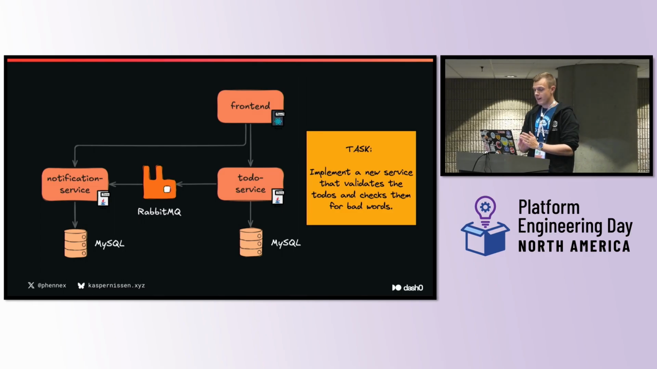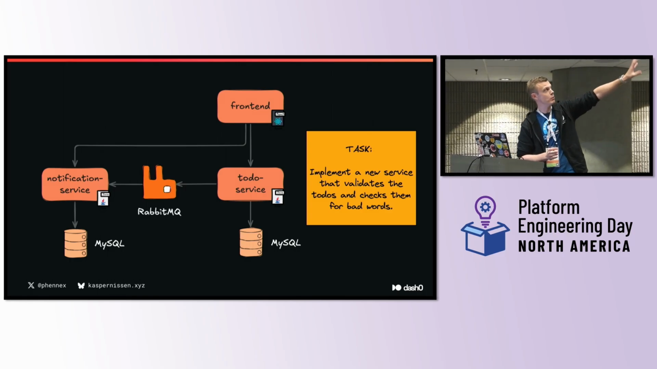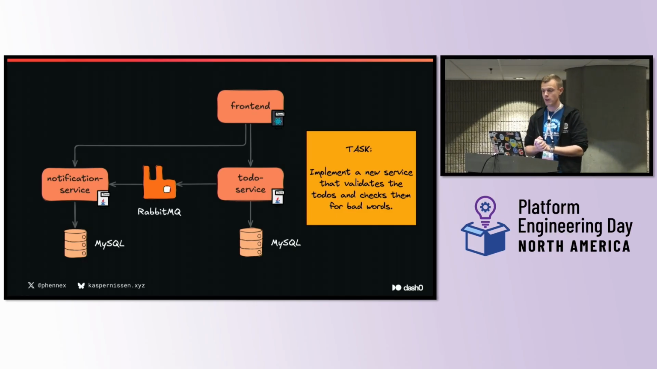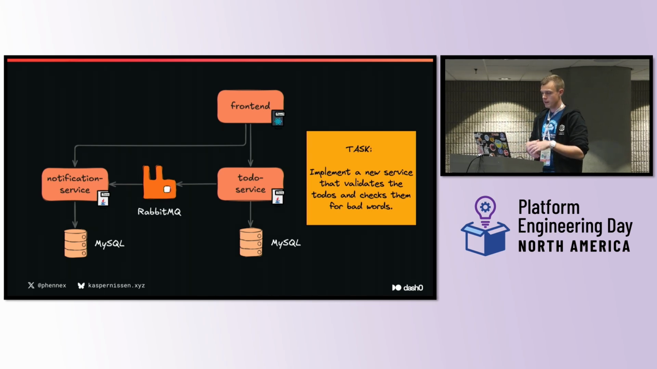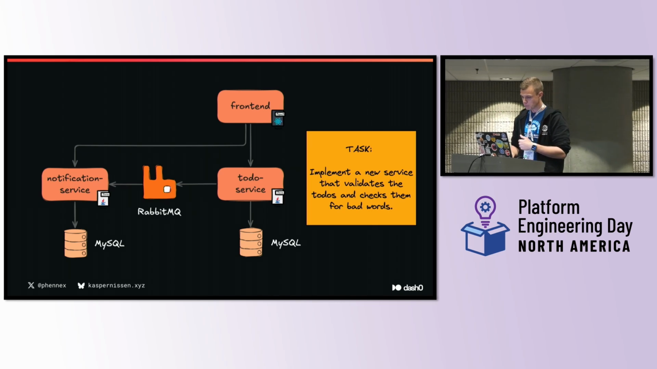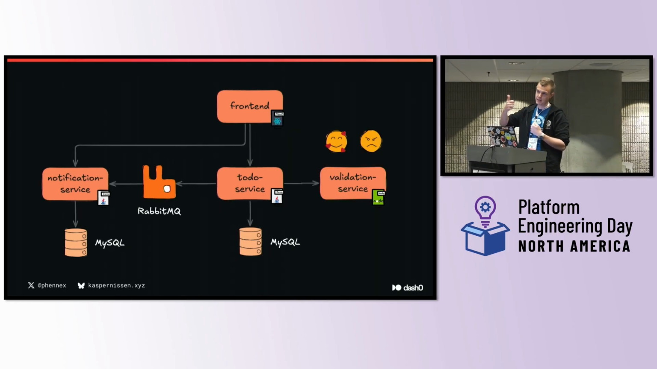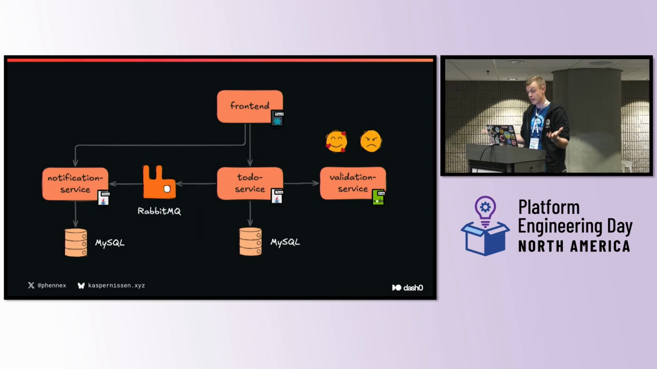And now we are tasked with implementing a new service. So imagine that these services are owned by a few teams, and now we are a new team that comes in, and we want to build a new service that basically goes out and validates whatever to-do is created. It cannot contain any bad words. We basically have the service that needs to give a thumbs up or thumbs down, and that's what we'll try to do. And then I'll show you how all the auto-instrumentation is part of this.